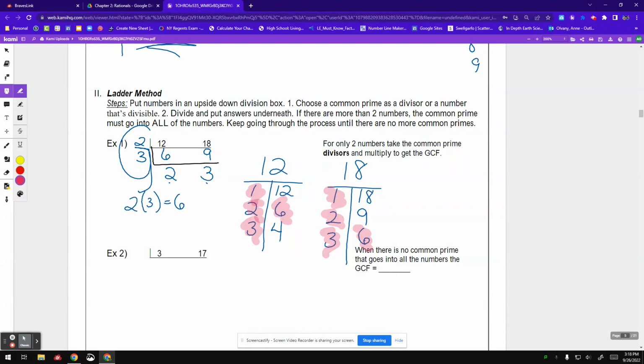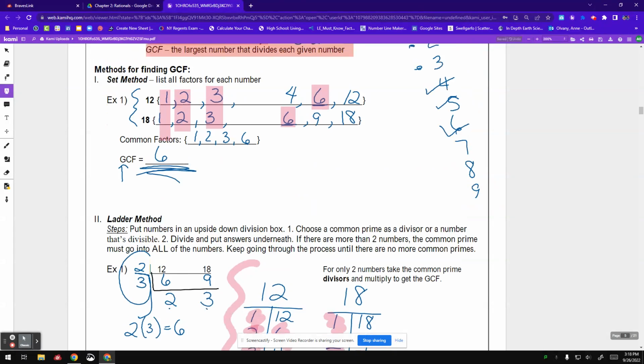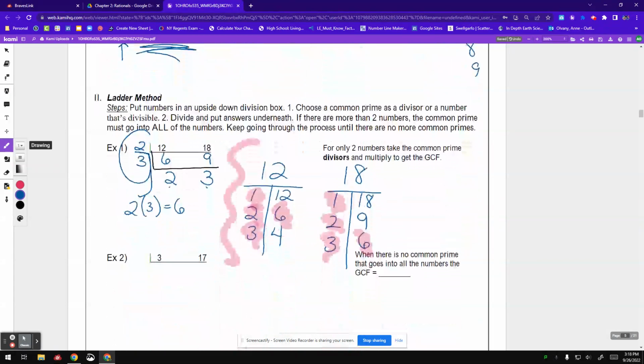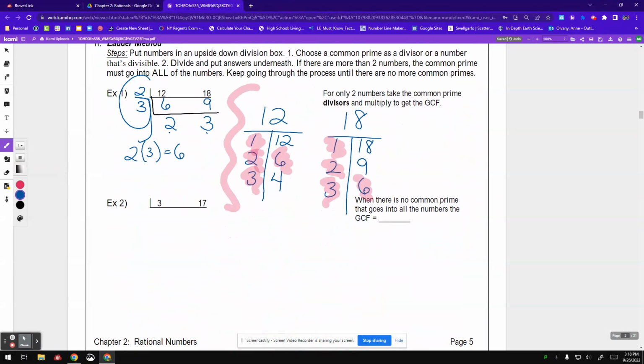All right. So that's the 3 different methods that we talk about. And this one right here, which is basically the same as this one, you're going to use in your future. So if you want to use the ladder because it's a nice little trick, you can, but you don't have to. All right. Example 2 is 3 and 17.